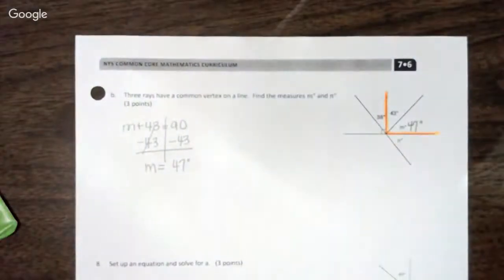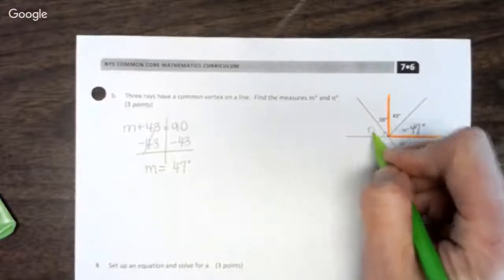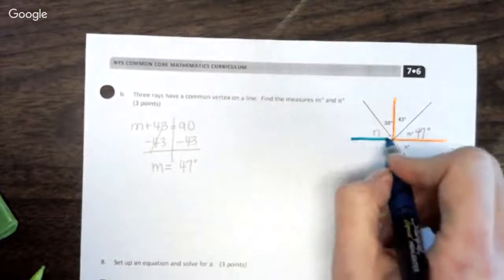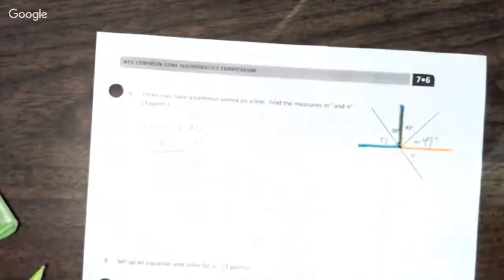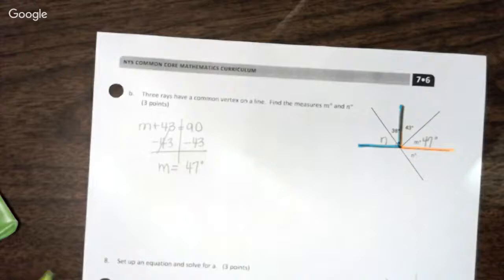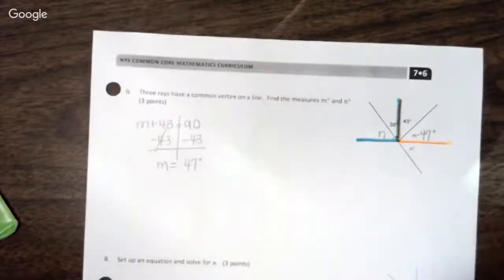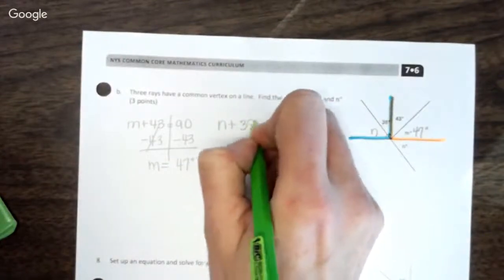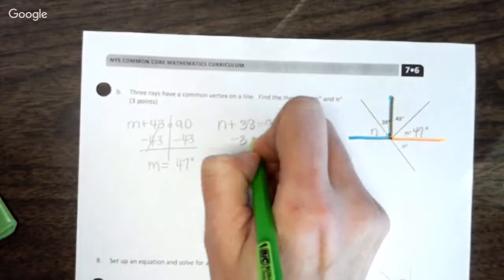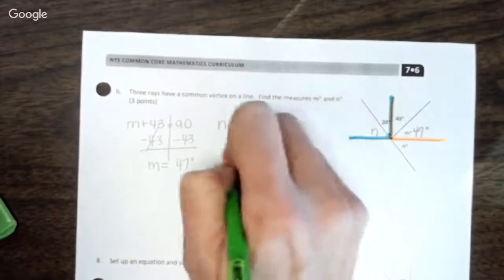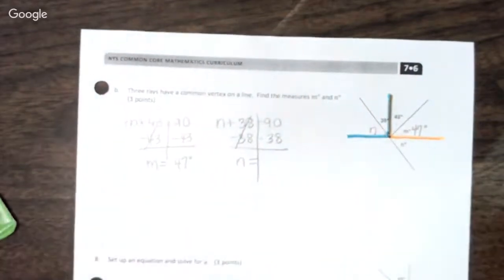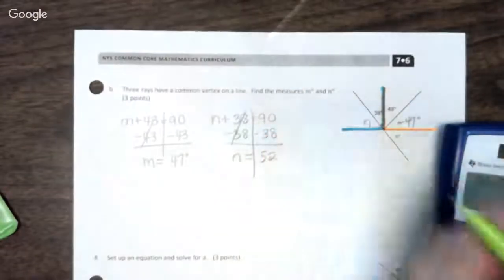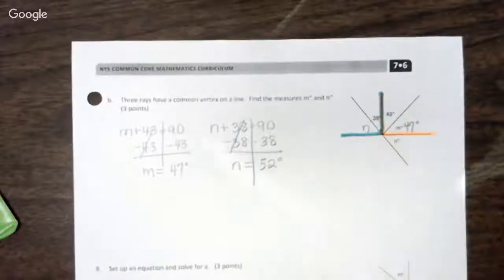A couple ways you can do this. You can see that this is vertical to this one. So if I label that N, I can now see that this forms a right angle with 38. You could do that. Or you could set it up to be a straight line where you're solving because all 4 of these angles add up to 180. It's up to you. So N plus 38 is equal to 90. Subtract 38 from both sides. So 90 minus 38 gives you 52. This question is just asking you to find N and M, so we are all set.